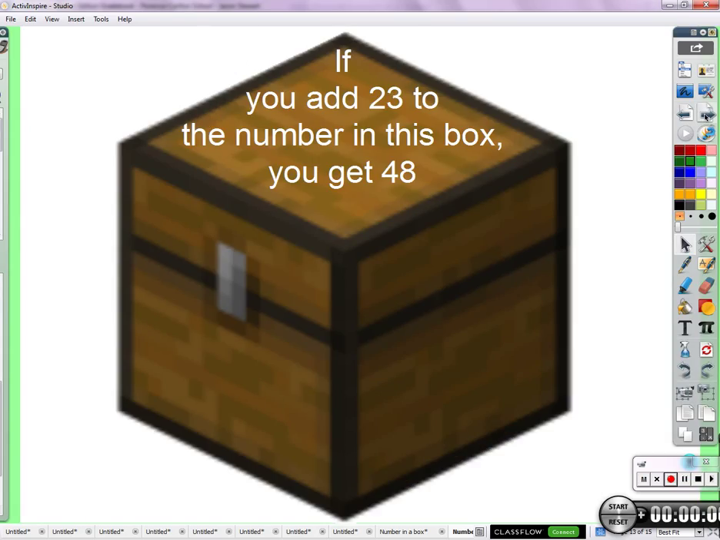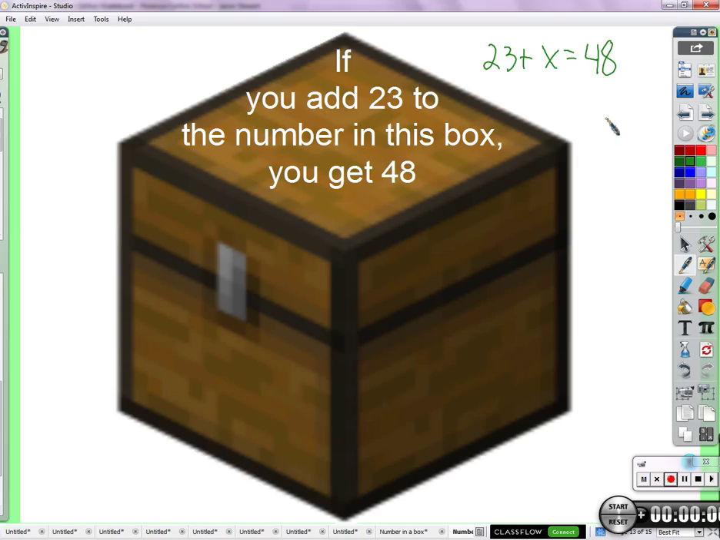Now here is kind of the purpose to all this. I want you to be able to see numbers, or terms, as grouped together in this way, okay? So if you add 23 to the number in this box, you get 48. So let's write this equation. Someone besides Marcus, give me the equation for this. Yes, Kelly. 48 minus 23 equals? No. Exactly the way it says it. If you add 23 to the number in this box, you get 48. Cody. 23 plus X equals 48.